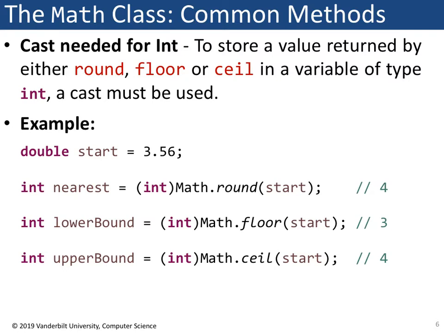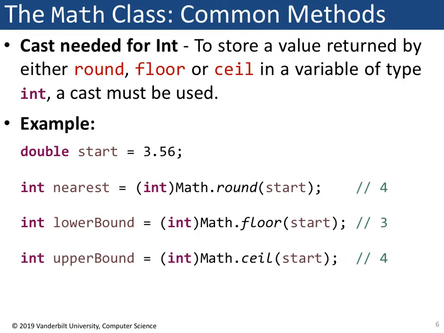So if you need to store the result of any of these methods in an integer, you would need to use a typecast operation. So here's an example. If we declare a variable of type double and name it start, and we initialize it to the value 3.56, then we declare an integer variable called nearest, and we assign it the value which is produced by the expression: typecast to integer, whatever the result is from a rounding operation applied to the value start.